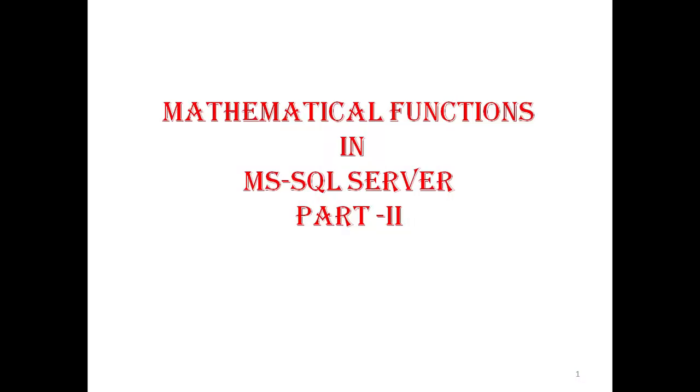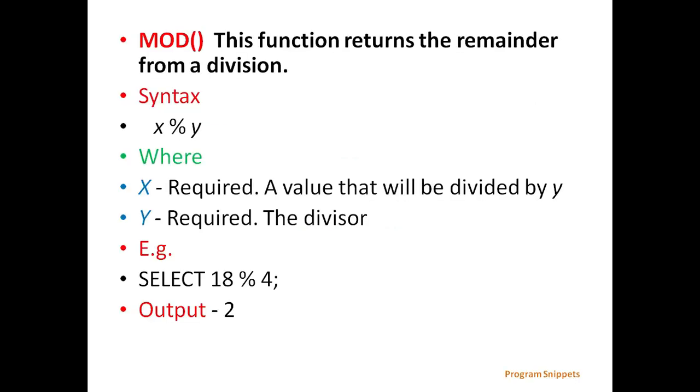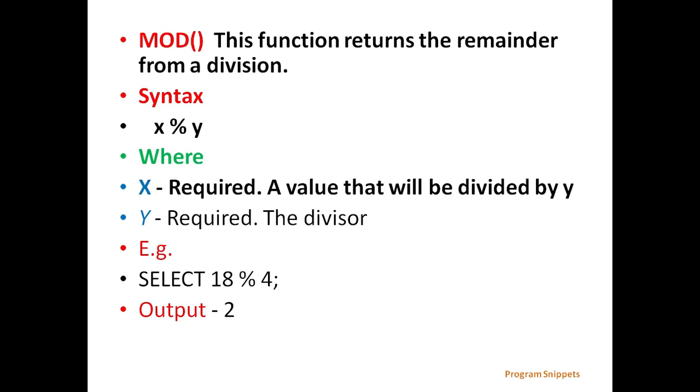Here we will see mathematical functions in SQL Server. First is MOD. This function returns the remainder from a division. General syntax is x MOD y, where x is a required parameter which specifies the value that will be divided by y, and y is also a required parameter which is a divisor. For example, SELECT 18 MOD 4 will give the output 2.